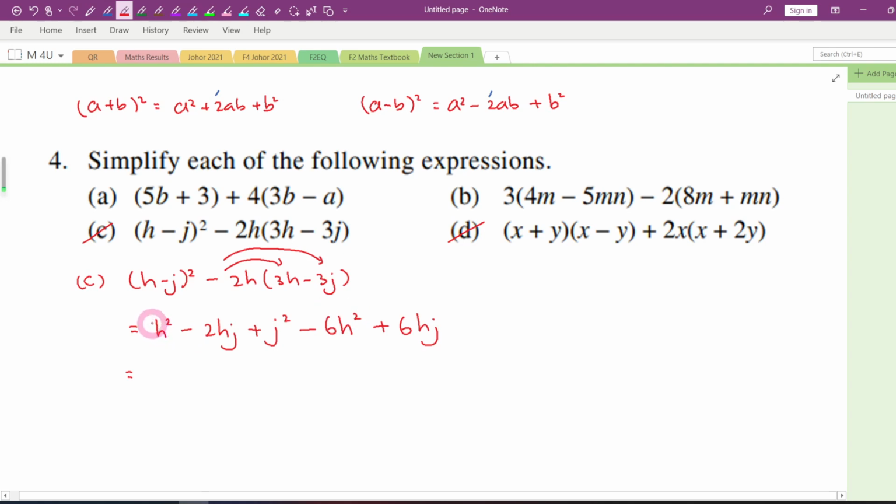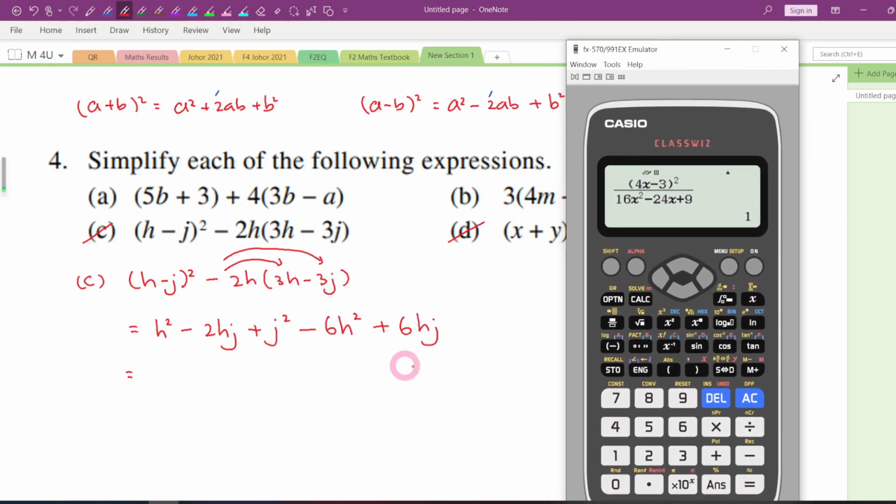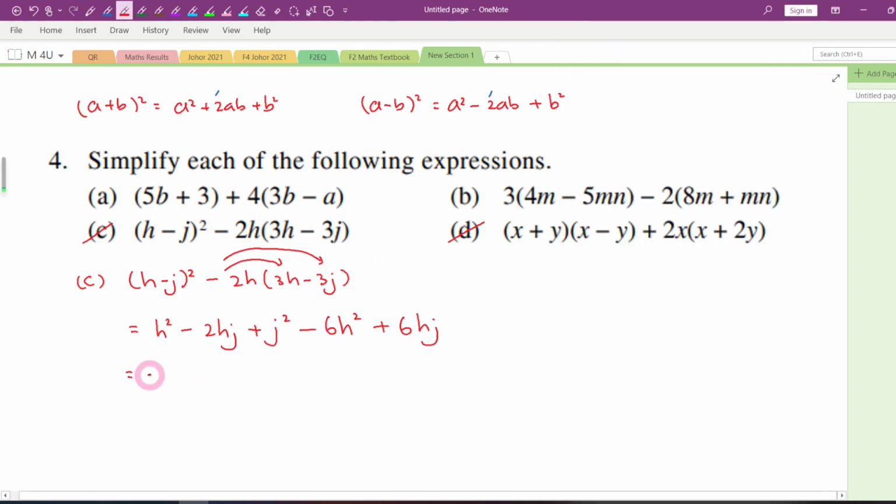This is 1h squared. So as I told you just now, if you worry that you will make mistake, you can actually use your calculator to help you. Now this is 1, you just press 1, minus, you press minus 6, you get negative 5. And don't forget to write the h squared.